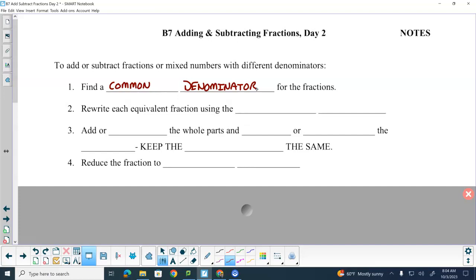Okay, then step number 2 says we're going to rewrite each of those fractions that we're adding and or subtracting using that common denominator. Okay. Then, what do we say? So now we've got equivalent fractions, all with the common denominators. So all of our downstairs are the same. All of our basements are the same. All of our bottoms are the same. Now, what?